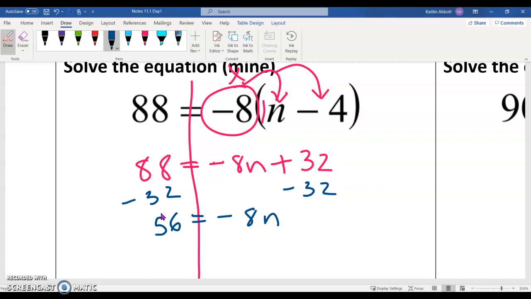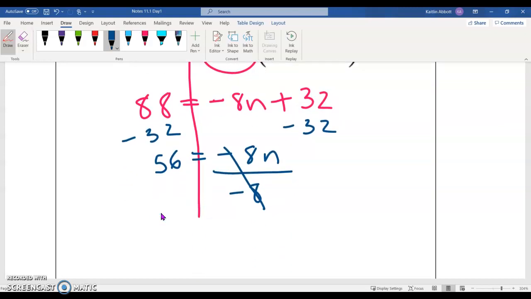Next, I need to officially get that n all by itself. And I need to do something. So it says -8n, and that means it's -8 times n. So the opposite of multiplying n times -8 is we're going to divide by -8. -8 divided by -8 gets me 1, right? We're left with 1, so that's why we're left with n. Whatever you do on one side, we do the other side, so I'm going to divide by -8.